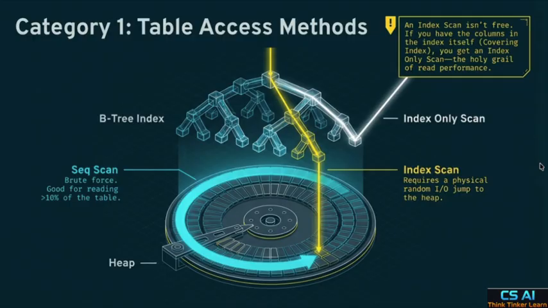The first category of the plan is table access methods. A sequential scan is brute force, reading the entire heap. It is actually efficient for reading more than 10% of a table. An index scan is faster for small lookups, but requires a random IO jump to the heap to get the full data. The holy grail is the index-only scan. If you have a covering index that contains all the columns you need, the engine never touches the heap at all, leading to peak performance.